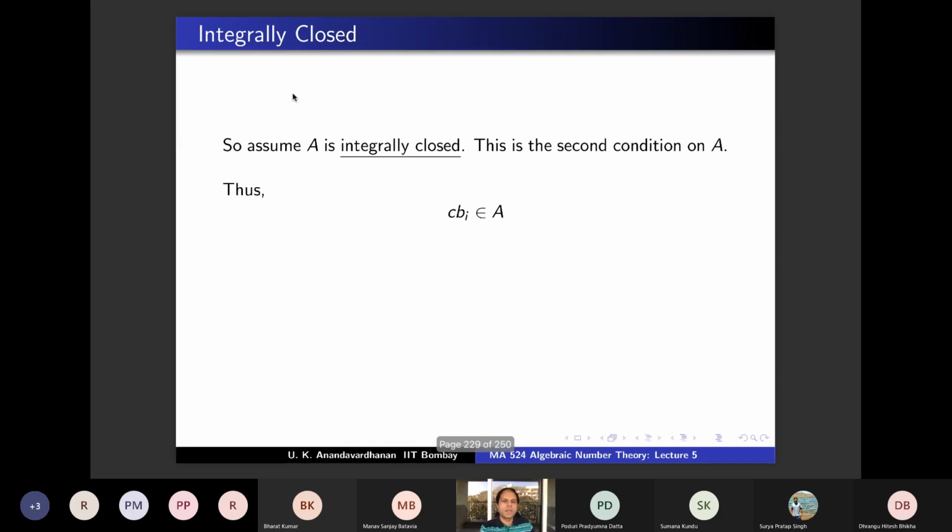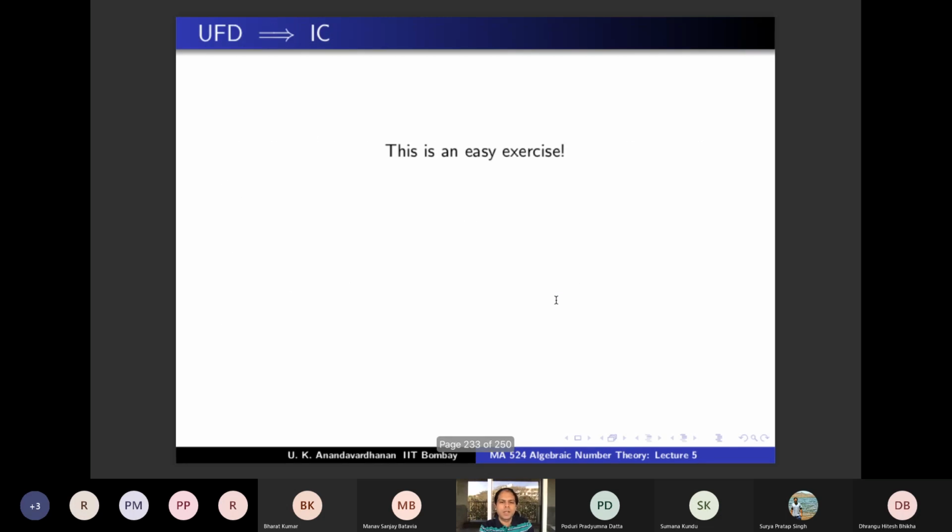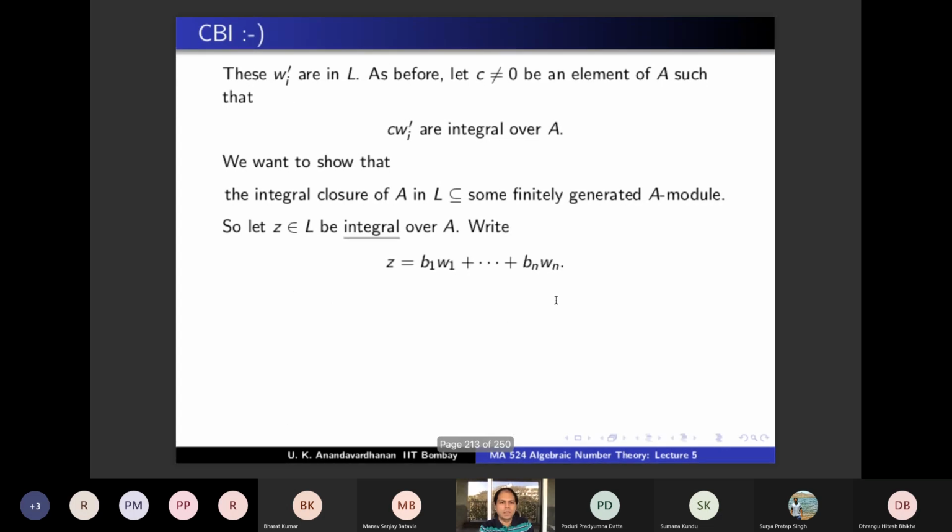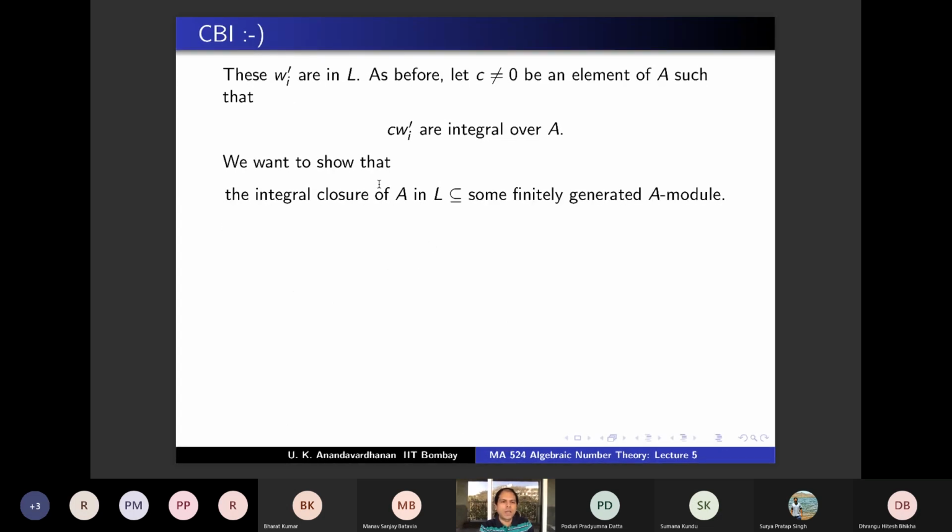So the second condition comes here, and because of this, c·b_i belongs to A, and now you are done. Therefore, z is a linear combination of b_i w_i. So b_i belongs to A c inverse, A by c. So this belongs to this, but this is a finitely generated A module. So z belongs to a finitely generated A module, and therefore we are done. So we wanted to show this. And we took an arbitrary element z from here, and we showed that z belongs to some finitely generated A module.